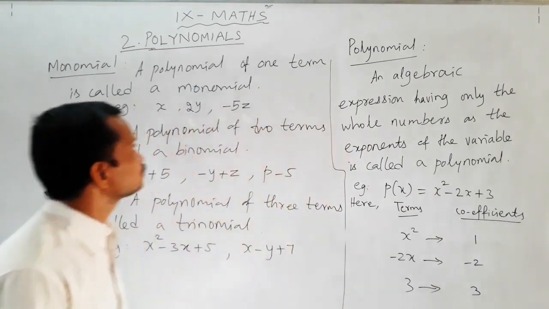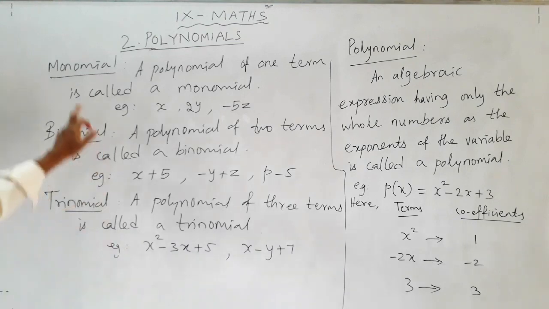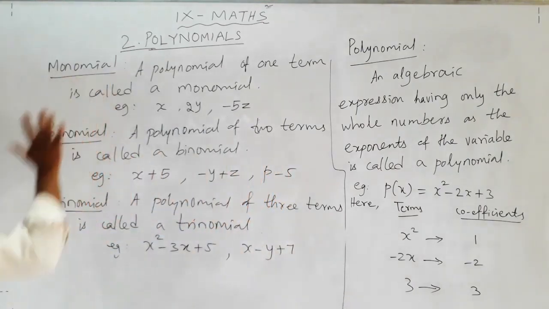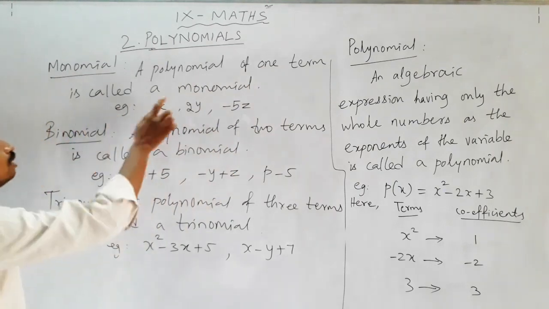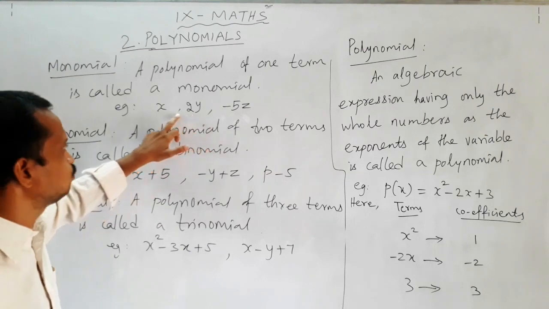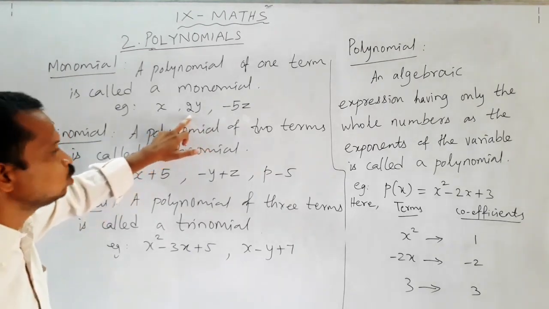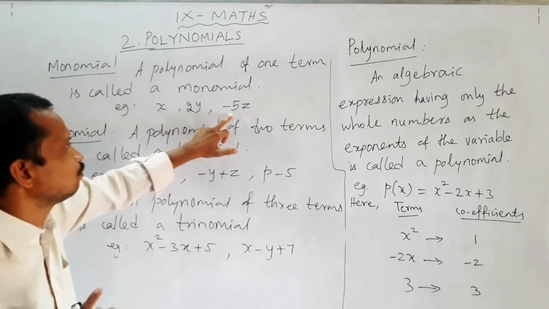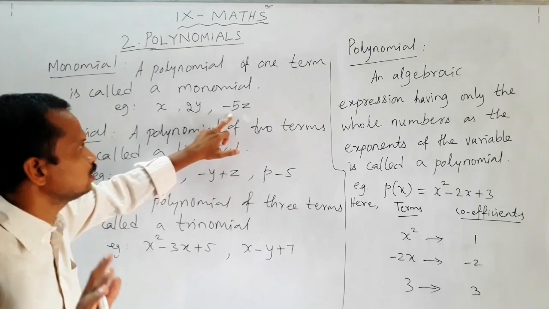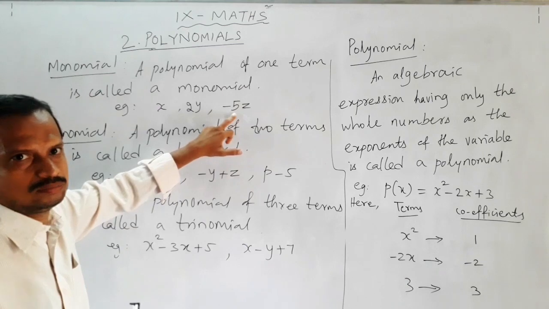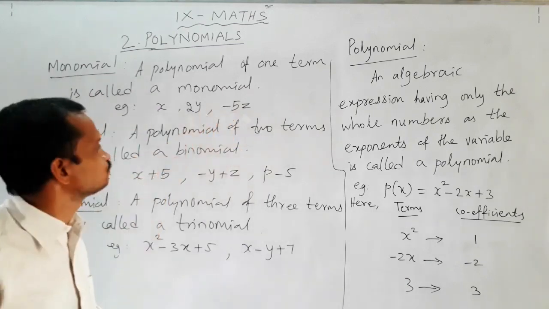Okay. And now, based on terms, monomial, binomial, trinomial. So you take all these first and then come to this side. This is monomial. A polynomial of one term is called a monomial. One term means you see x. x itself is one term. 2y. I put a comma, separate. So 2y is separate. Polynomial, one term only. And here minus 5z. So minus sign is there, but what is the coefficient of this minus 5z? Minus 5. Okay. So like this we have to take.